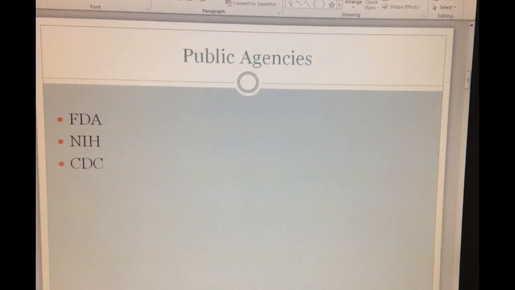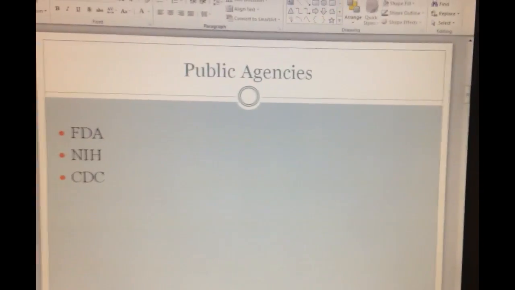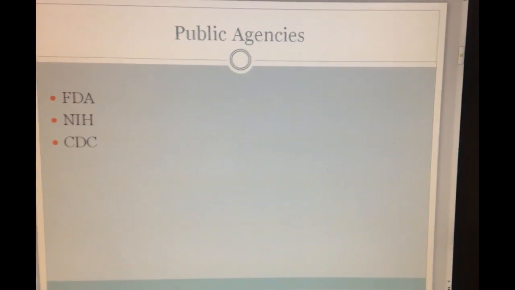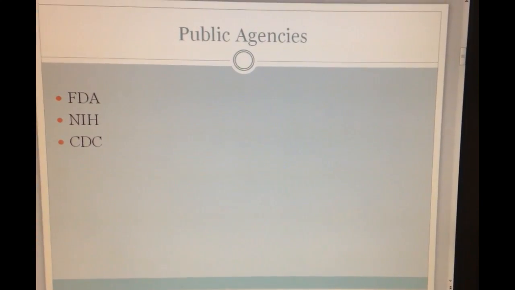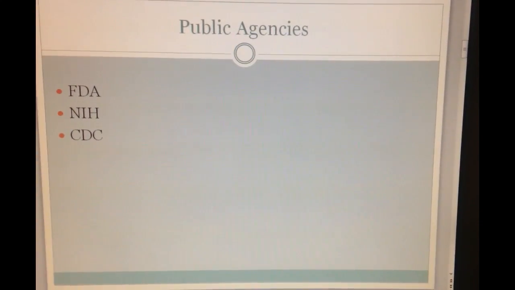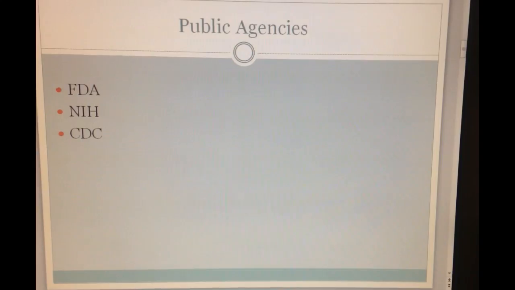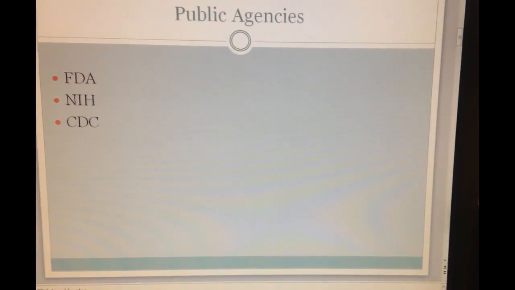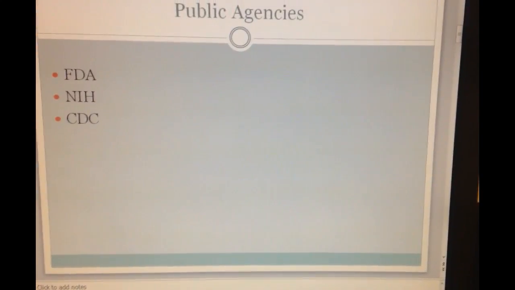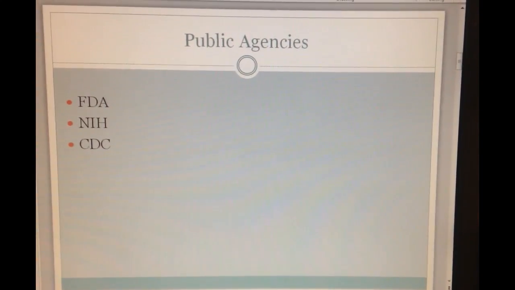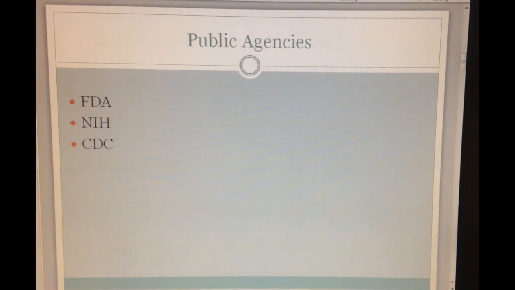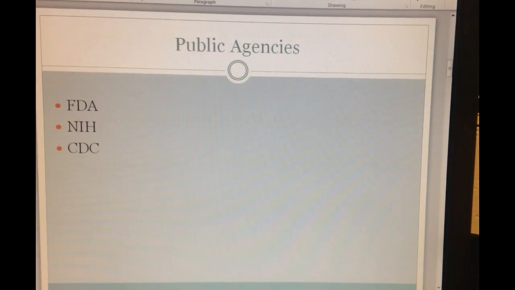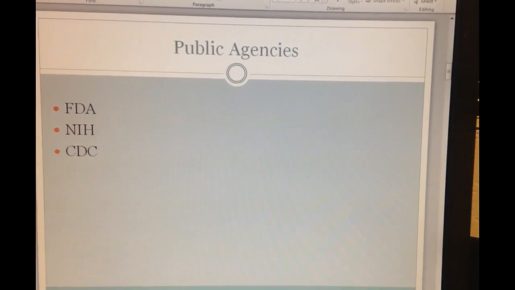Public agencies are a big part of government healthcare policy, and they've been around for quite some time. The three that I'm really going to talk about today are the FDA, the NIH, and the CDC. And these public agencies were originally implemented to combat infectious diseases. So they do things like provide safe drinking water supplies, sanitation, waste removal.